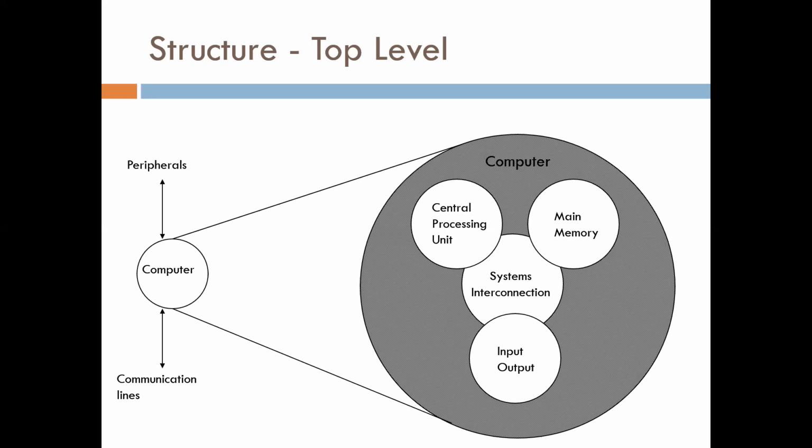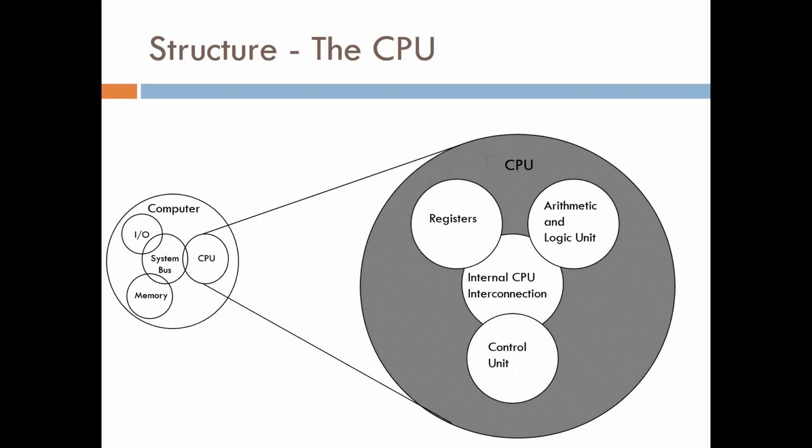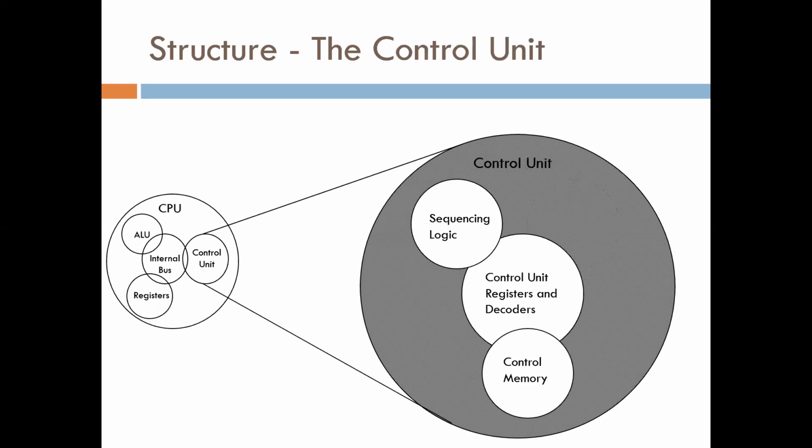Now, we could dive a little bit deeper into the CPU, and we can see that the CPU is made up of registers, the arithmetic and logic unit, and the control unit, and there's some sort of internal CPU interconnection. We could dive a little deeper into the control unit, and we're going to get the sequencing logic, the control memory, and then there's some other control unit registers and decoders in there as well, but we're not going to dive that deep into the processor for this course.